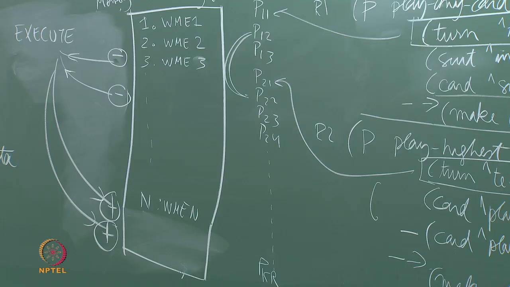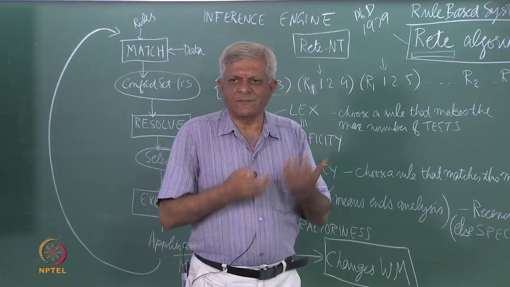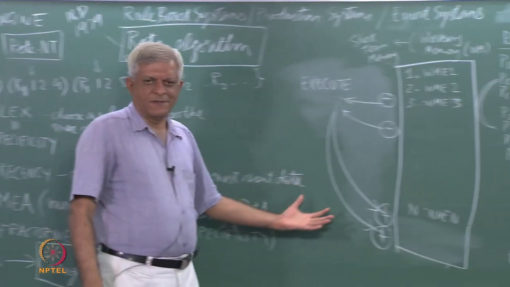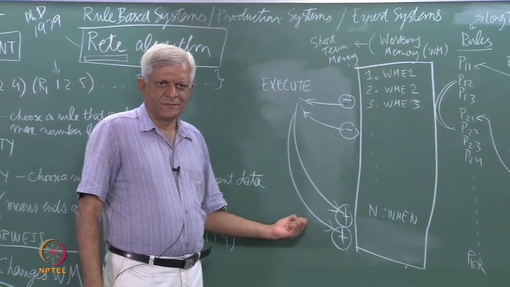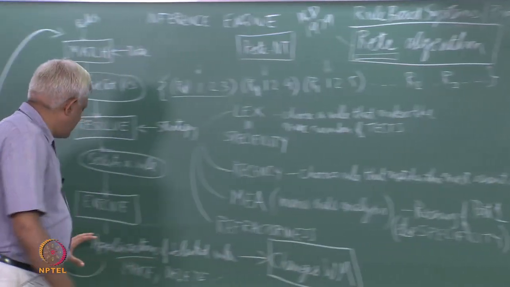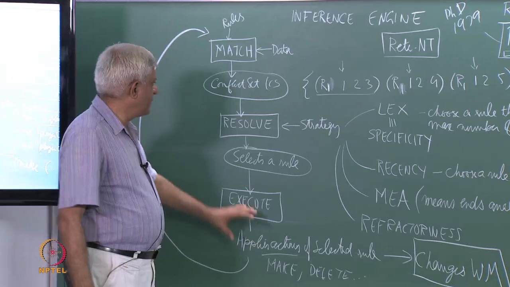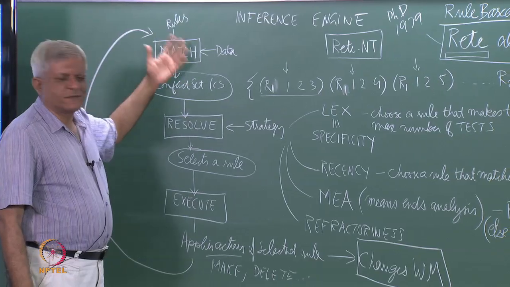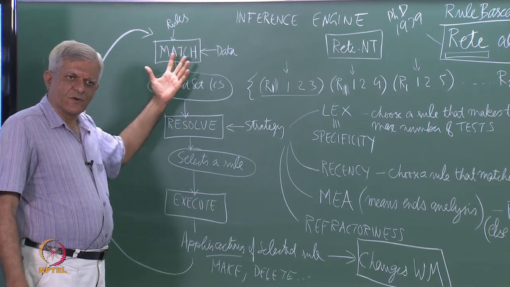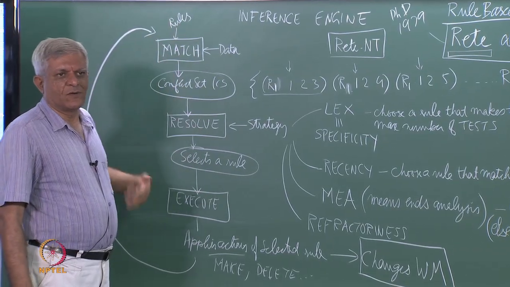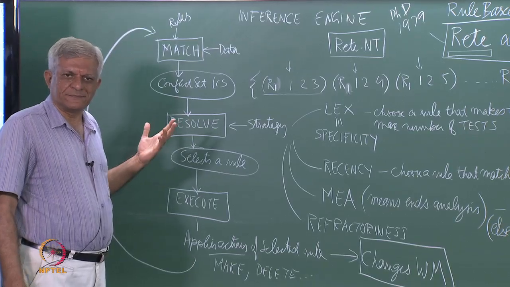So, typically a rule when it executes, it will delete maybe a couple of elements from the working memory, it may add a couple of elements to the working memory. Now, what is it doing? After it executes, it goes back to the match, and at least if you look at it from a brute force point of view, it is going to match all the rules with all the data all over again. Does it need to do that?